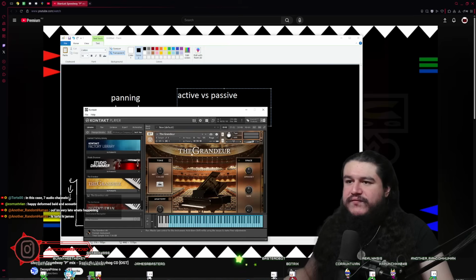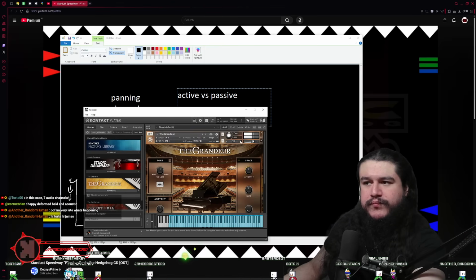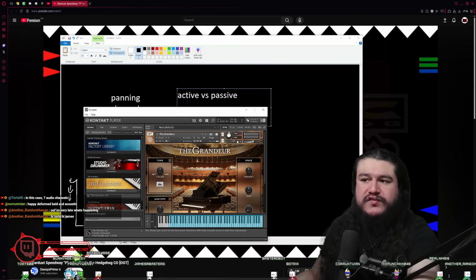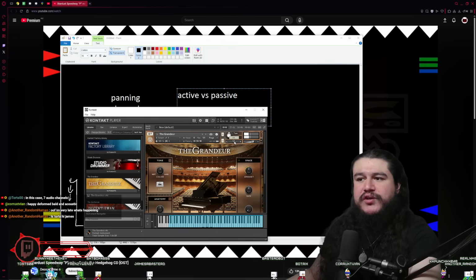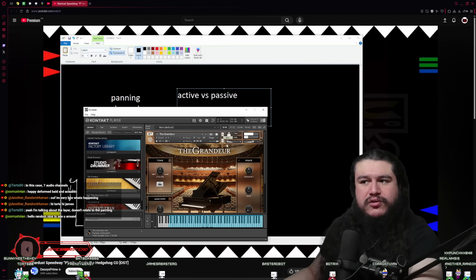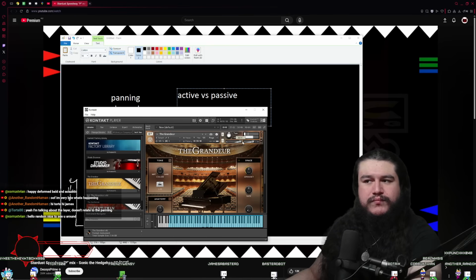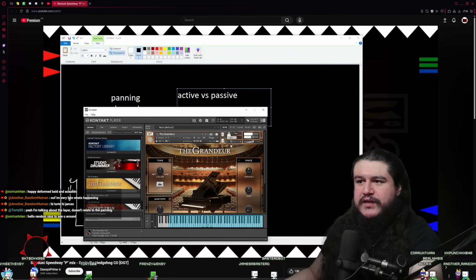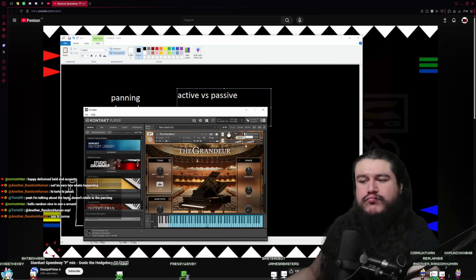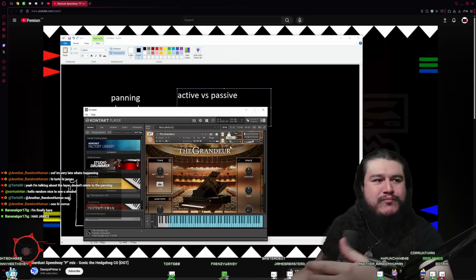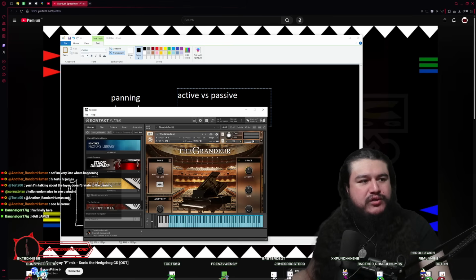For example, right now I have this piano, right? Over here I have the panning slider because we're so advanced in this that we have the slider. So the more I slide this to the left, the more it sounds to the left. The more I slide this to the right, the more it sounds towards the right. And right now what I'm doing, I am just actively panning between the two.